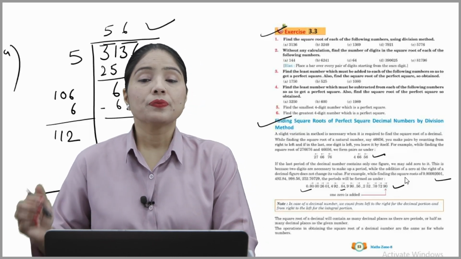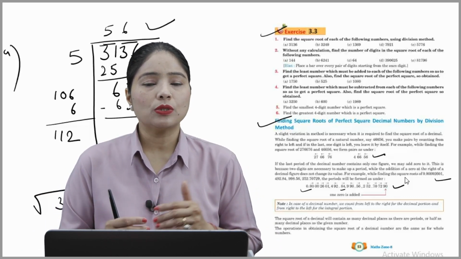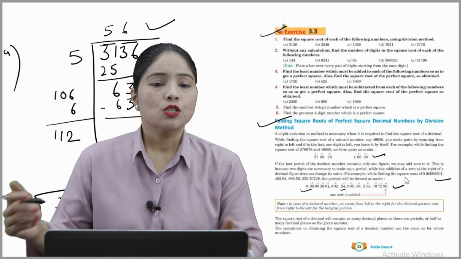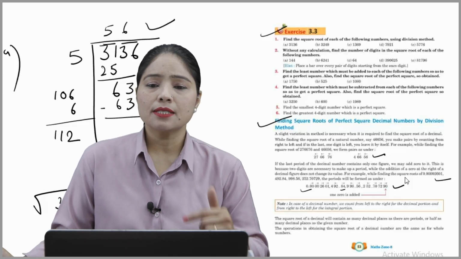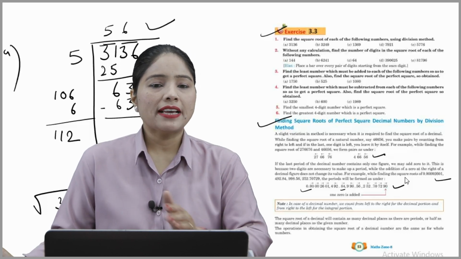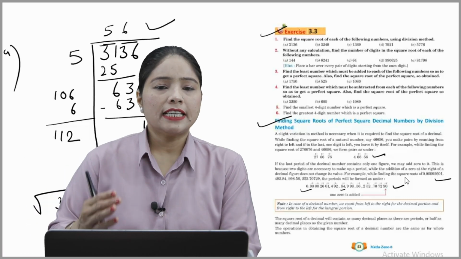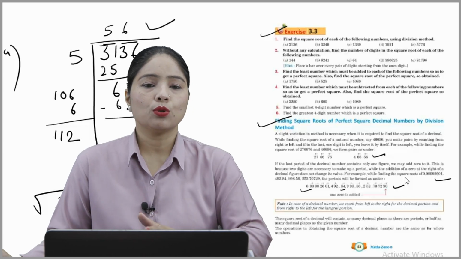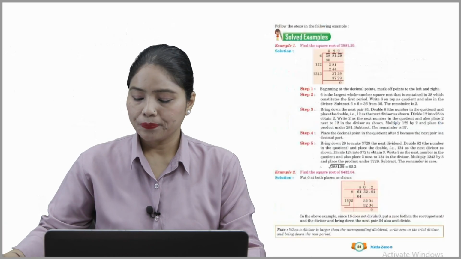Note, in case of a decimal number we count from left to the right for the decimal portions and from right to the left for the integral portions, beta. Hope you understood well. So now the square root of a decimal will contain as many decimal places as there are periods, or half as many decimal places as the given number. The operations in obtaining the square root of a decimal number are the same as for whole numbers. Hope you understood well. So now next beta.